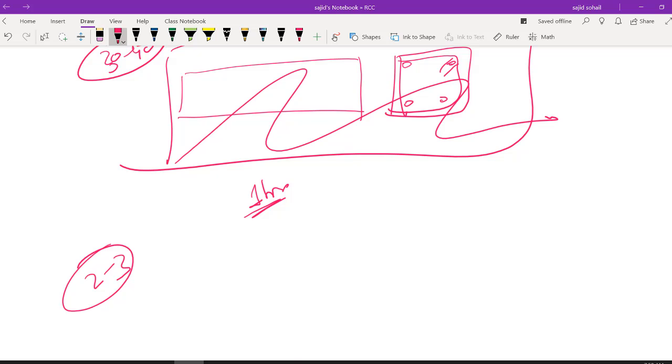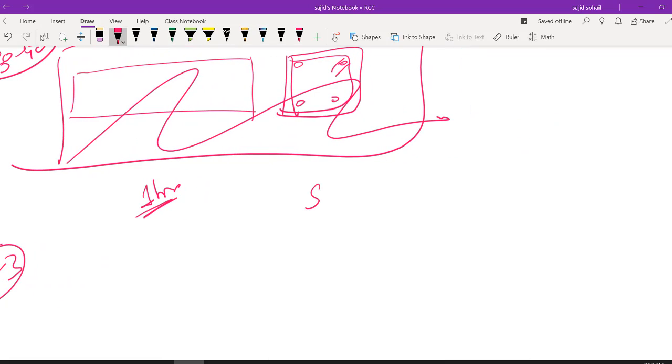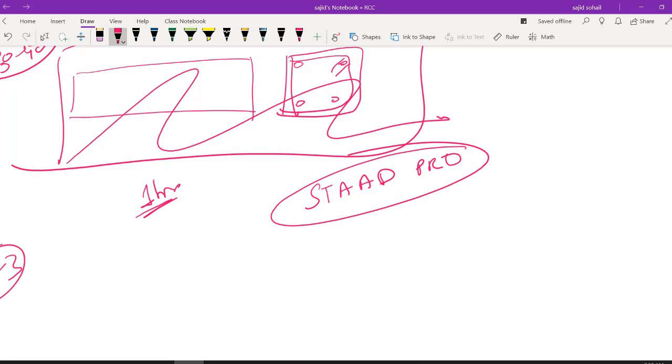No, right? So what people generally do, see, we go for software. Generally what I use is STAAD Pro. For my job purpose, I am using STAAD Pro. There might be other people using other software also. So everything will be present in this software.